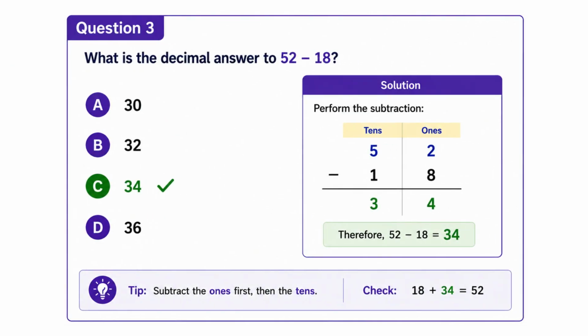Let's solve this subtraction. We need to calculate 52 minus 18. Subtract the ones first, then subtract the tens. The answer is 34. You can check it by adding 18 and 34. They equal 52. So the correct answer is C, 34.